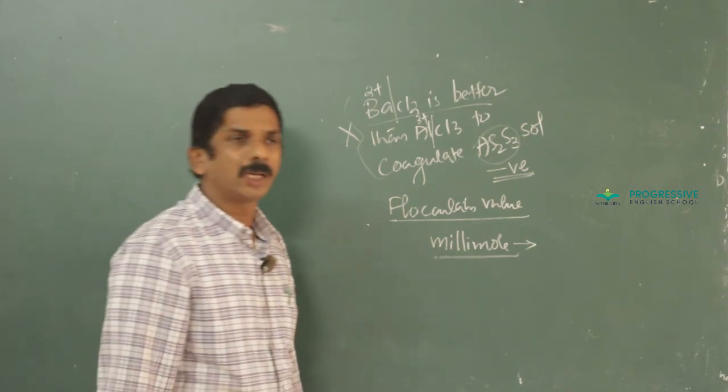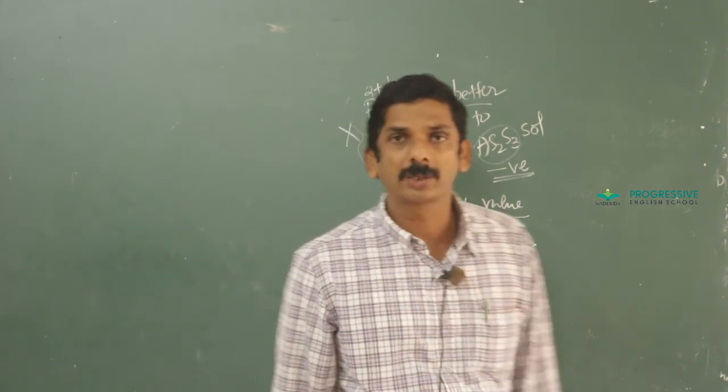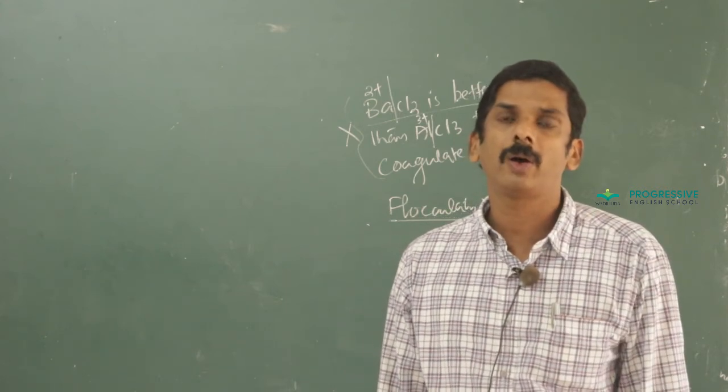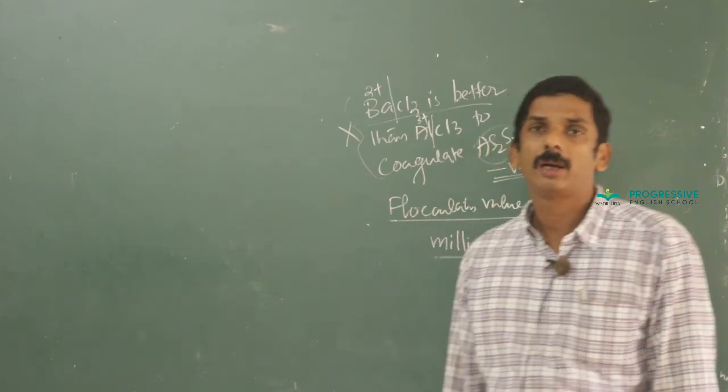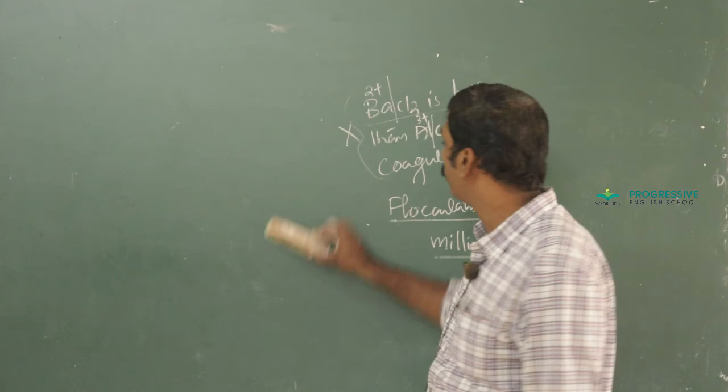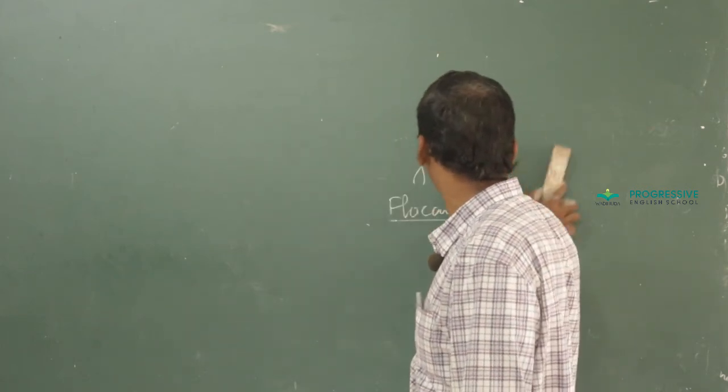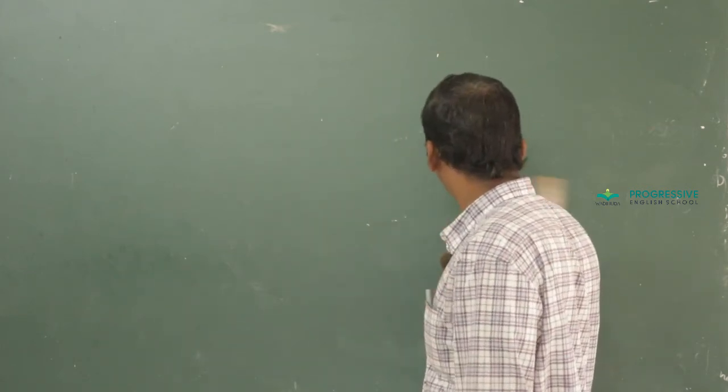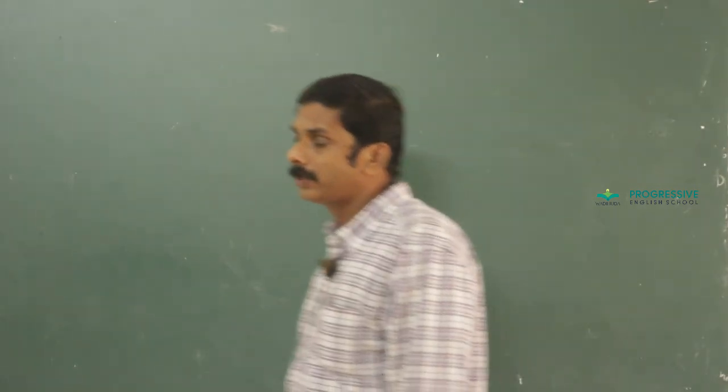In this lesson, the remaining things are the protective colloid and emulsion. Two types of emulsion, I already gave two examples such as milk and cod liver oil. After that, what are the major applications of colloid? What are the important applications of colloid? All these things we can discuss in the coming class.